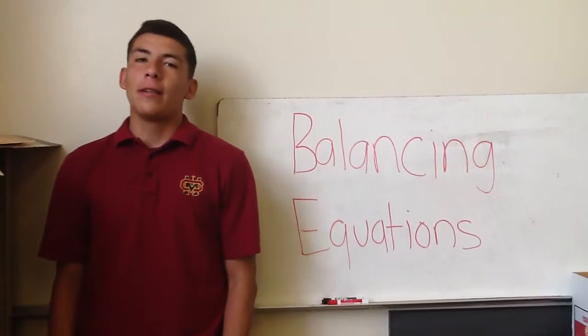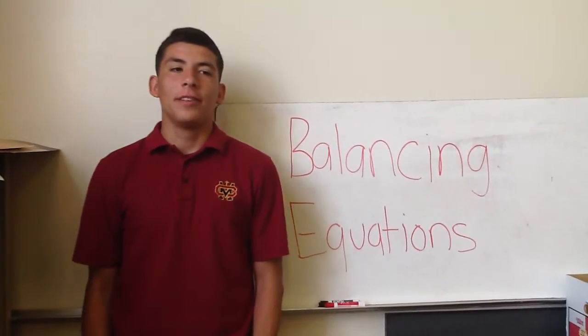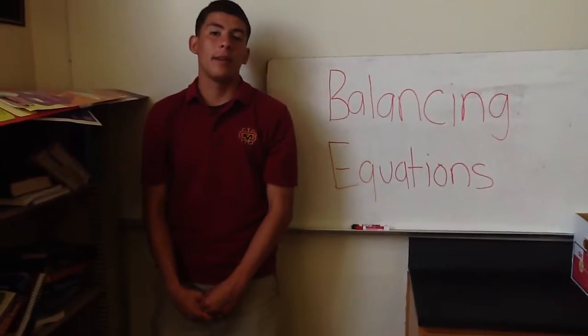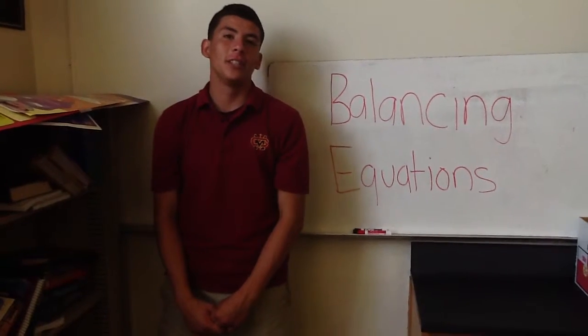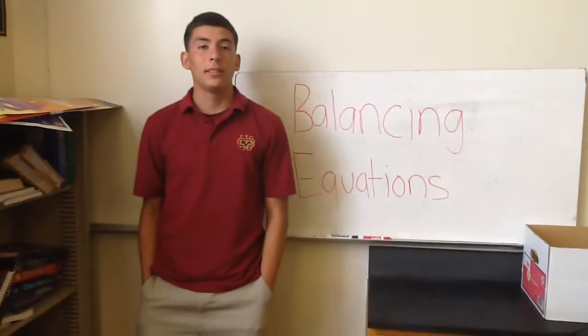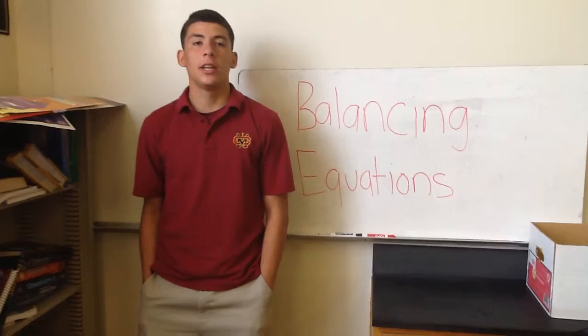First, you write the number of atoms you have on each side of the equation. Then, you balance the carbon atoms. Always leave hydrogen and oxygen for last.